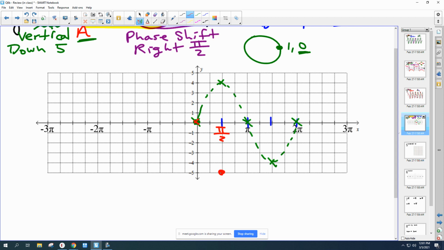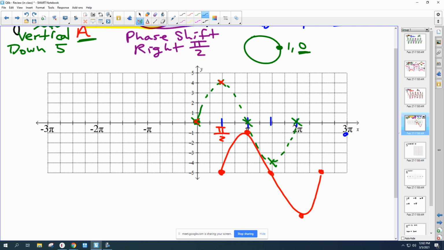So that X becomes this point. This point, down 5 and right 2, is this point. Down 5 and right 2. This one's off the page, down 5 and right 2. And then down 5 and right 2. So there would be one period of my shifted sine curve. Go ahead and finish the pattern.